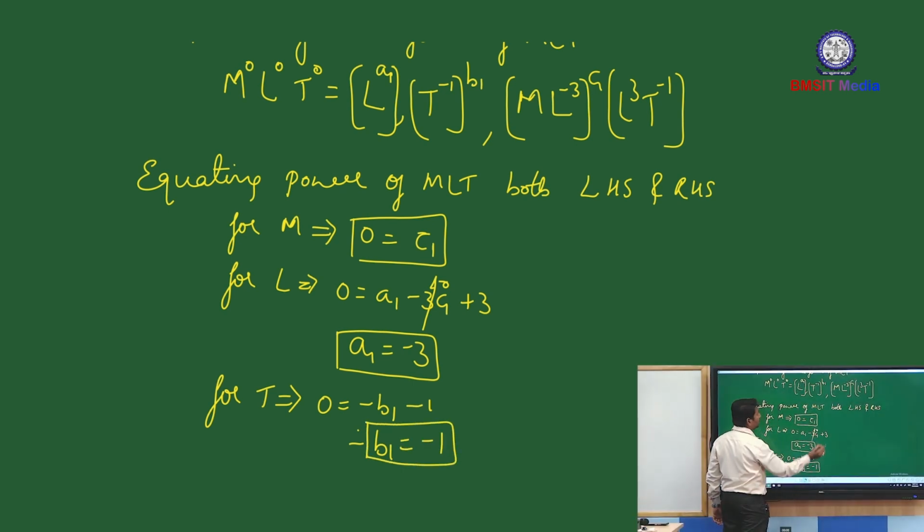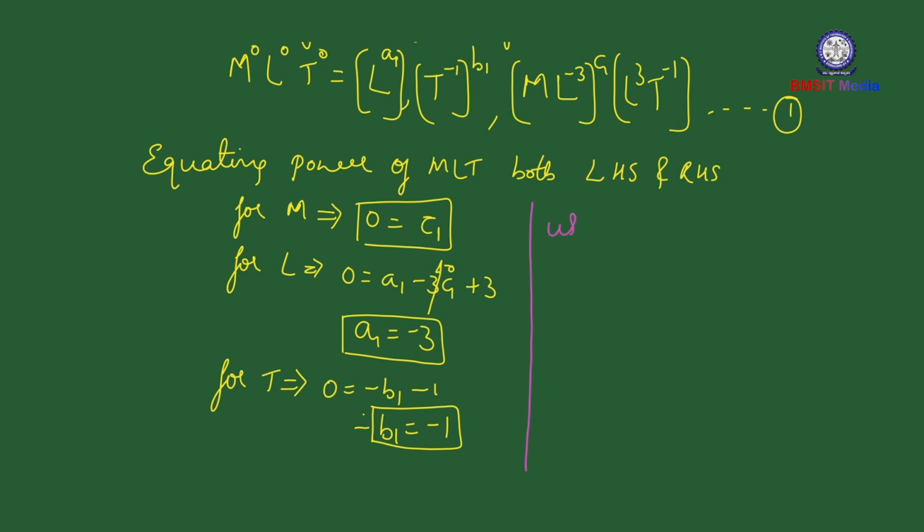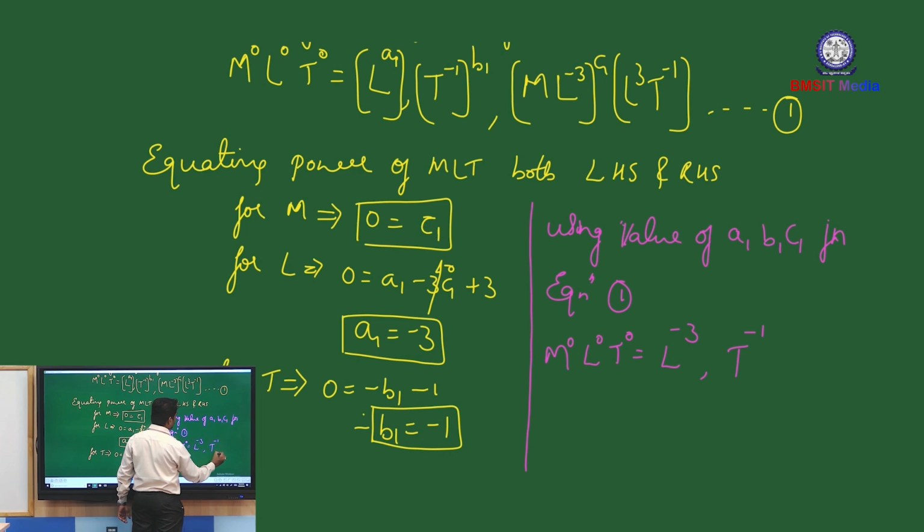So let us say this is equation 1. Using the values of a1, b1, c1 in equation 1, what will happen? M0 L0 T0 is equal to L to the power of a1, where a1 is -3, T to the power of -1, M L to the power of -3 whole to the power of 0, and L cubed T to the power of -1.